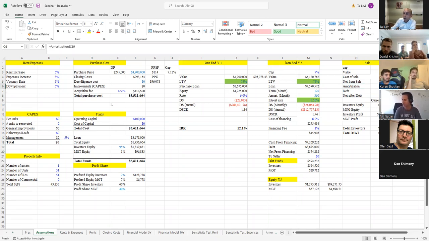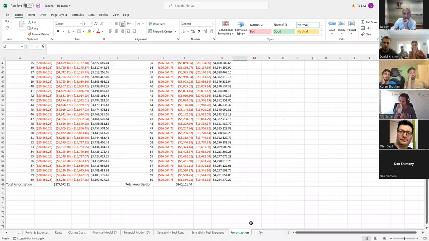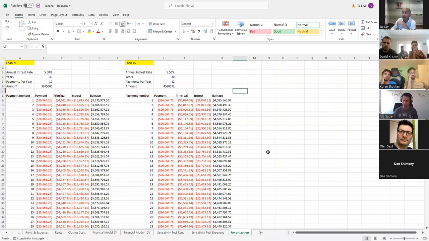Now, during this 5 years, we pay the mortgage. So we build equity because we pay the principal, right? That's called amortization. We pay during these 5 years $277,000 in amortization. How do I know that? Because I have an amortization schedule. An amortization schedule is something very easy to build. You can Google it, it's very easy to build.